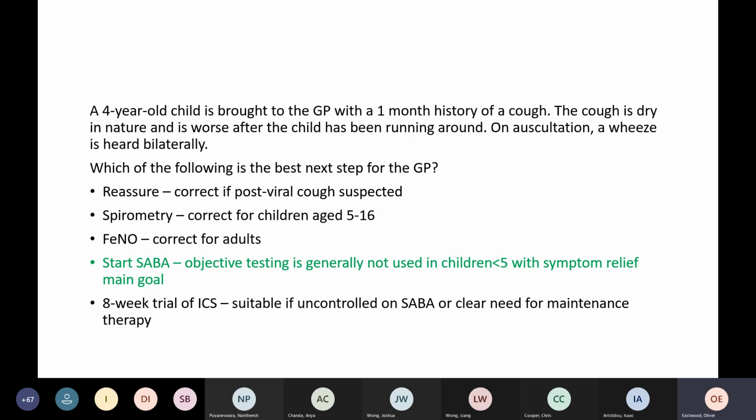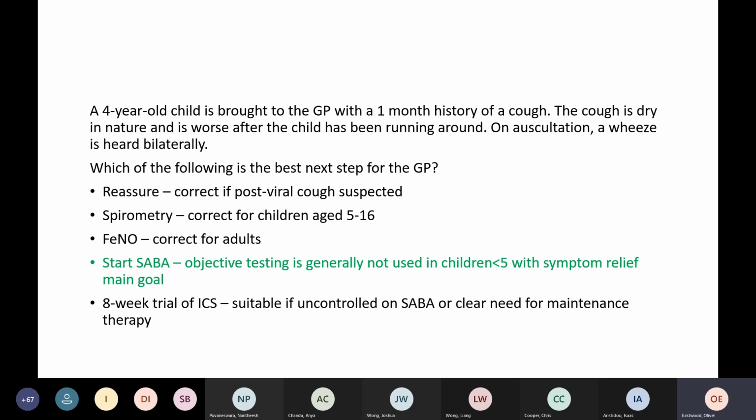So objective testing for asthma is not really used in children under 5. In fact, you rarely diagnose children of this age with asthma, and you're looking more at terms like preschool wheeze. Your main goal of any of this is symptom relief. So you just code as maybe suspected asthma or preschool wheeze, and you try to treat any of their symptoms by giving them inhalers.